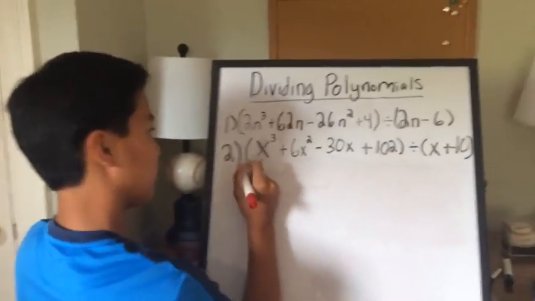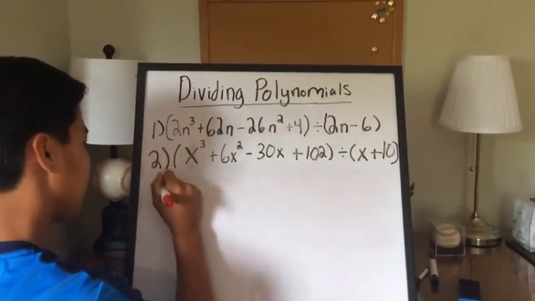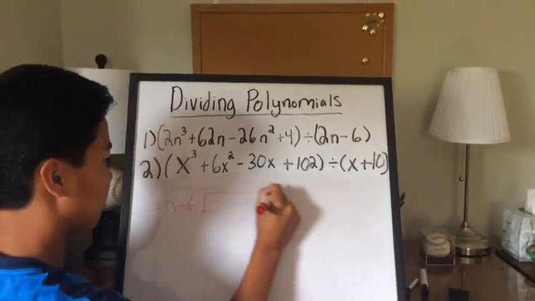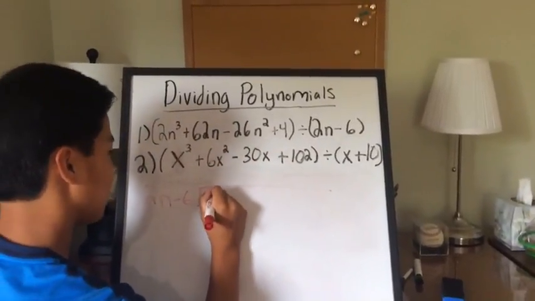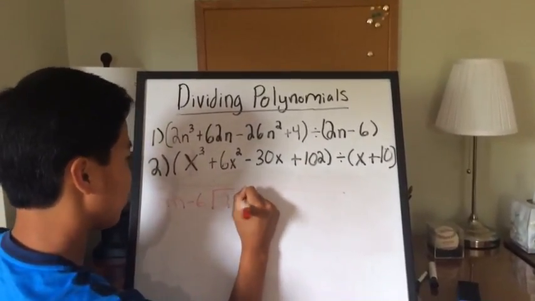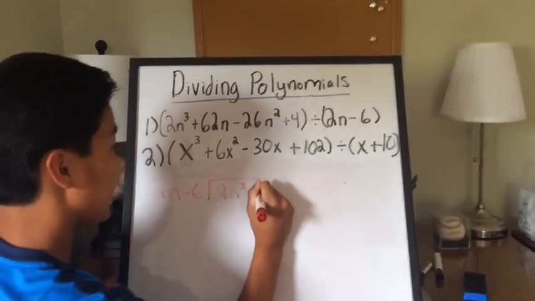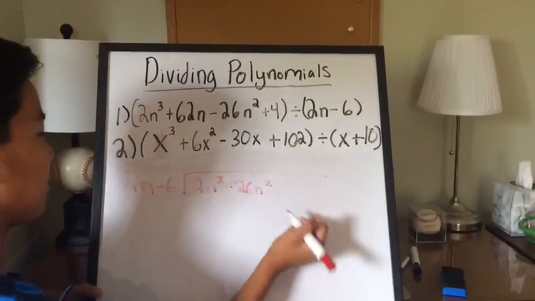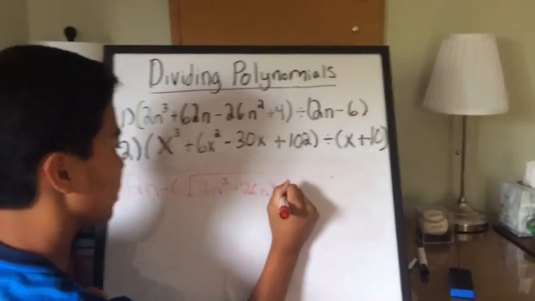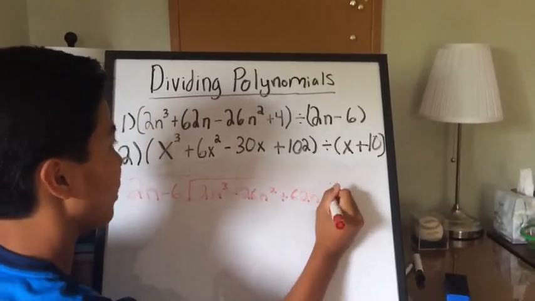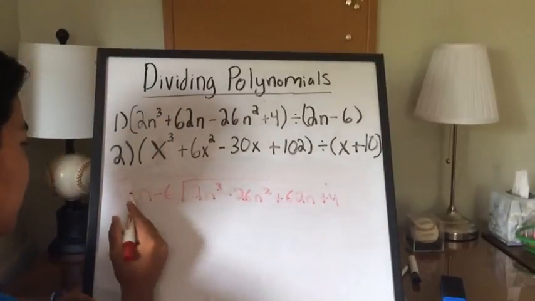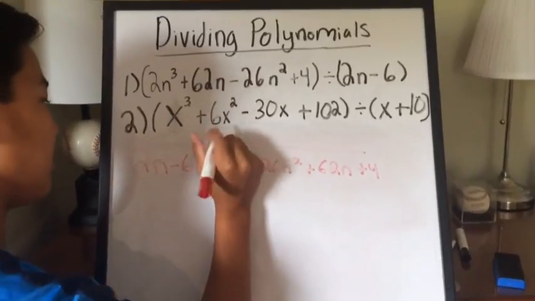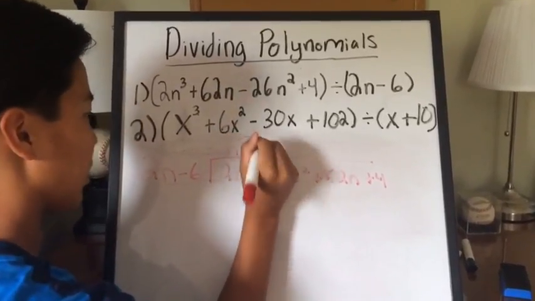So for the first step in long division, you're going to take the divisor, 2n minus 6, and then we're going to put the rest of the terms in there, so 2n cubed minus 26n squared, instead of 62n first, because we want the exponents to be in descending order, plus 62n plus 4. Then the first step is we're going to see how many times 2n goes into 2n cubed.